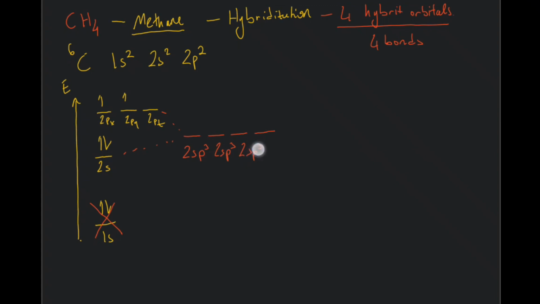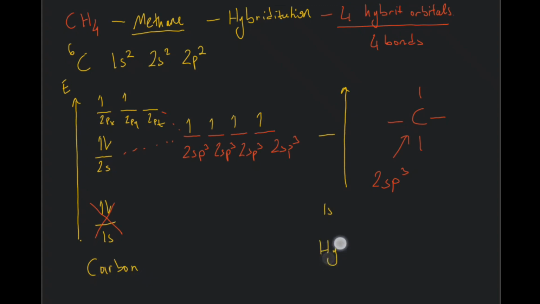and we have 4 of them. So basically in the CH4 molecule, the carbon atom has the 2sp3 hybridization state, and each of the orbitals has 1 electron that comes from the carbon. On the other hand, we have a hydrogen 1s, right? This is carbon, and this is the hydrogen, or just H.